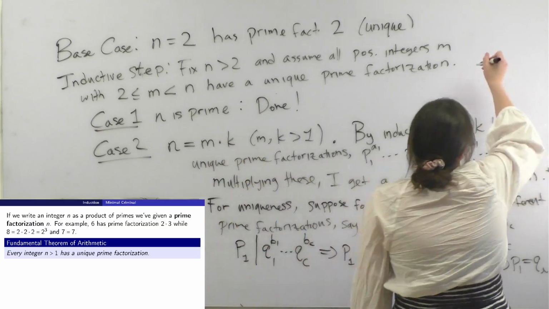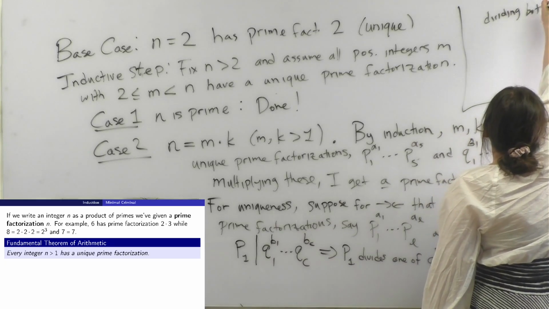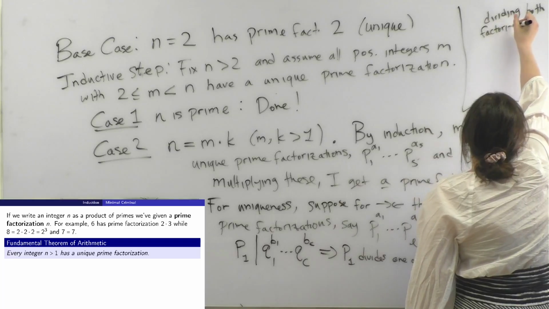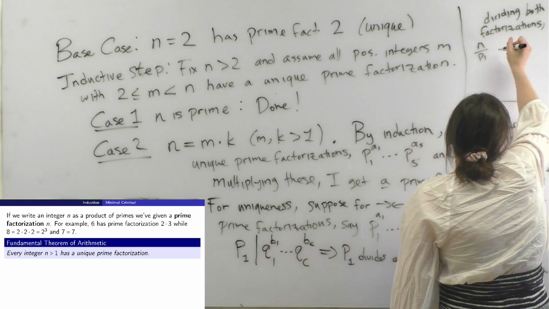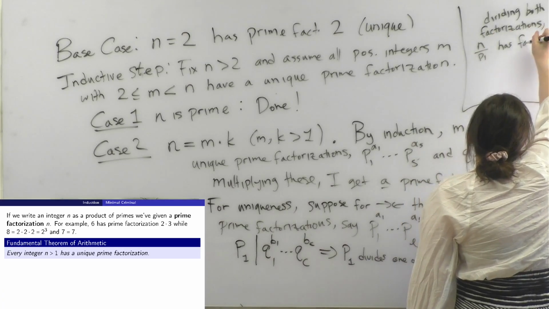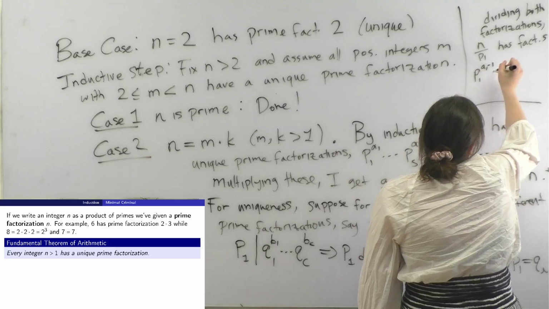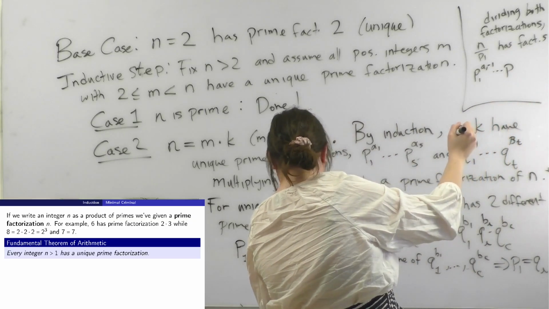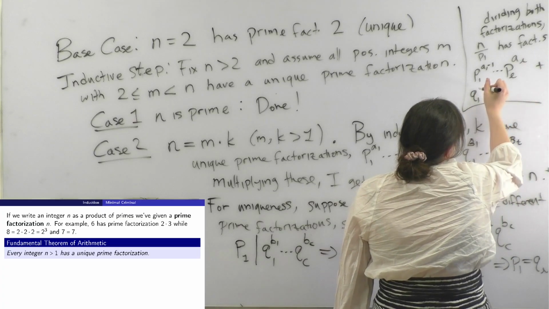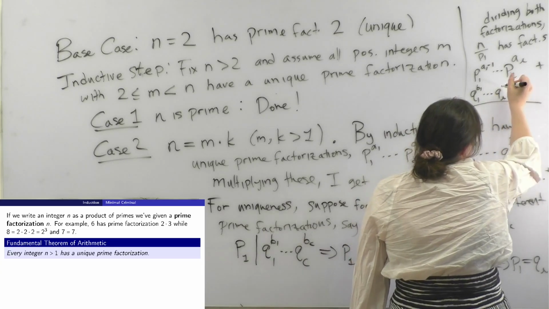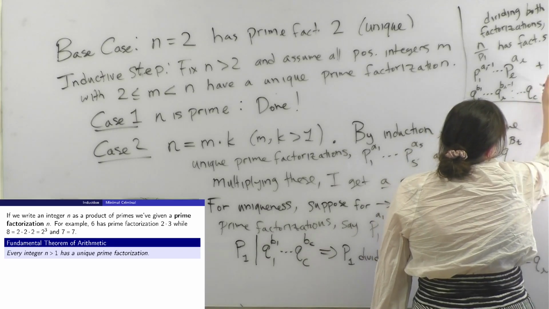I'm running out of space a little bit. Sorry about the board work. Dividing both factorizations, n over p_1 has factorizations p_1 to the a_1 minus 1 through p_l to the a_l, and q_1 to the b_1, through q_i to the b_i minus 1, times q_c to the b_c.